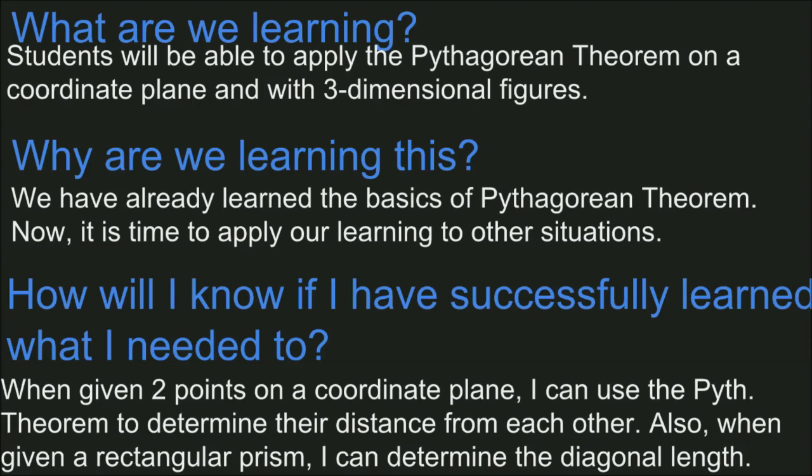When you're given 2 points on a coordinate plane, you're going to use the Pythagorean Theorem to determine their distance from each other. Also, when you're given a rectangular prism, which is a 3D shape, kind of looks like a rectangular box, you're going to be able to determine the diagonal length of that 3D figure. Okay? So let's go ahead and get started.